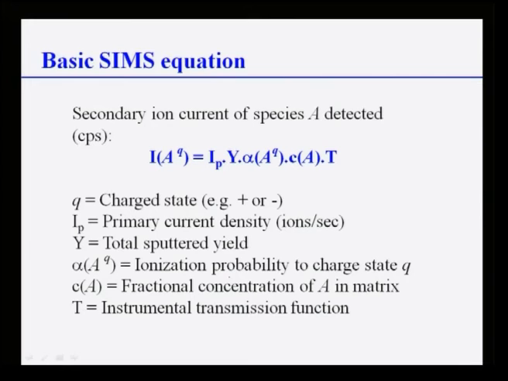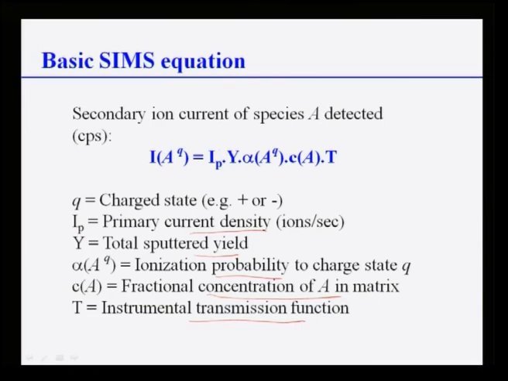As you see, it basically depends on primary current density and the total sputter yield of the primary current. Alpha is nothing but the ionization probability of the charge state. CA is the fractional concentration of the element A in the matrix, and T is the instrumental transmission function. The transmission function is what I showed you in the slides before.